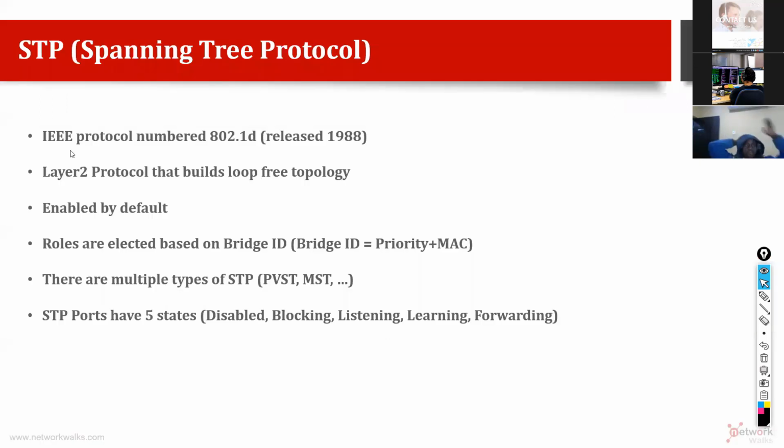First of all, what is STP? It is a protocol and the official number which has been assigned to this protocol is 802.1D. It came in 1988 because as soon as we came with the switches, we started feeling the requirement of this kind of protocol. It is a layer 2 protocol, and it helps us to build a loop-free topology. This is the purpose. And then it is enabled by default.